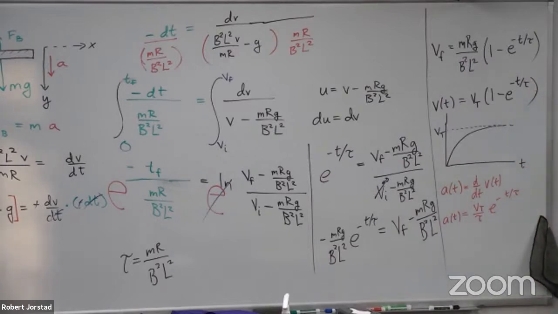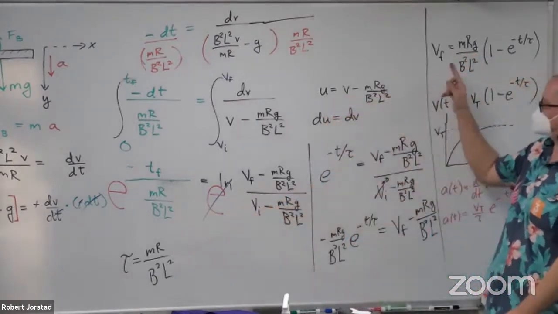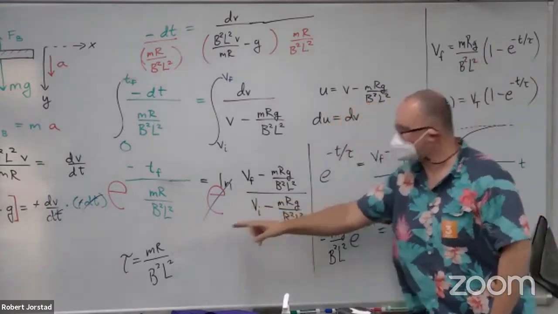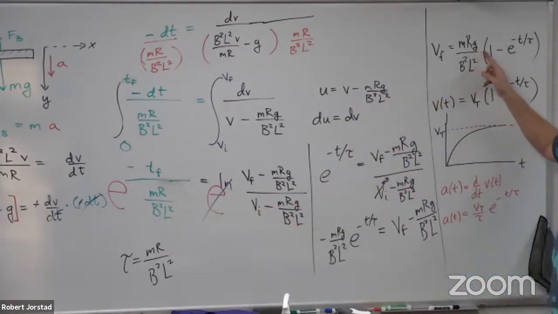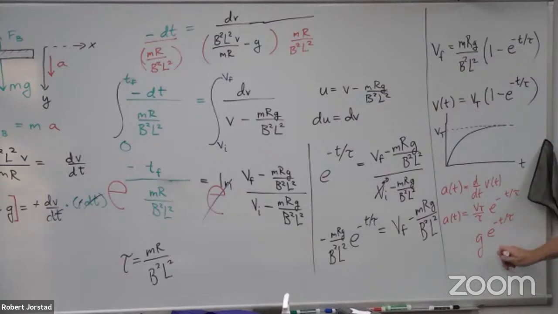What's your acceleration when you first jump out of the airplane? G. Take this and divide it by that. What do you notice is missing? G. It's a G thing. The m, B squared, L squared drops. It's G. Doesn't that seem reasonable? But if I really want to understand it, what am I going to do? Plot it.